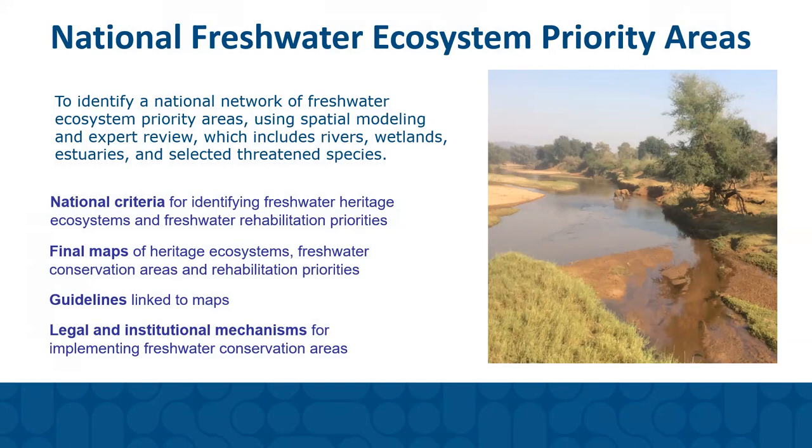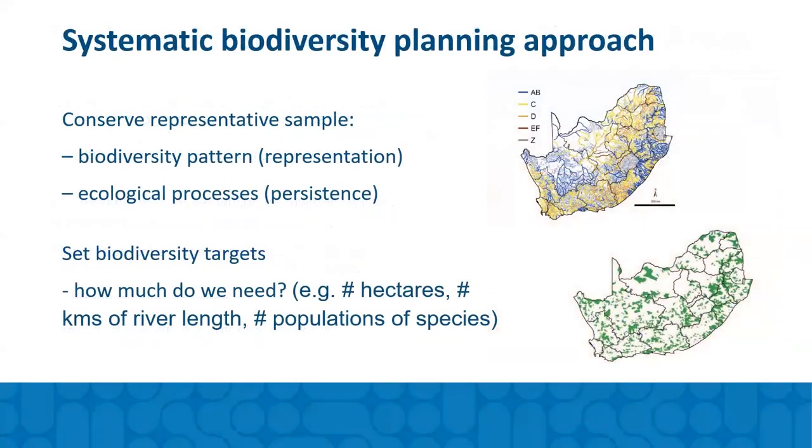And the resulting countrywide maps were supported with guidelines on maintaining our FEPAs in good ecological condition to conserve the ecosystems and species and protect our water resources for human use. And a key principle of the systematic planning approach was that sufficient examples of each ecosystem type should receive adequate protection, and that the ecosystems that are ecologically intact and connected should be preferred in the selection so that we could safeguard important ecological processes.